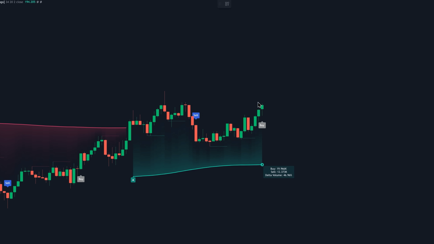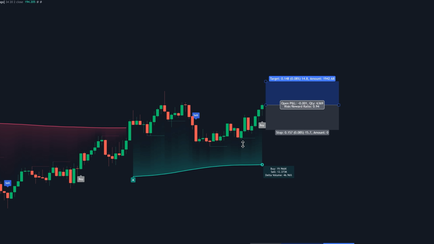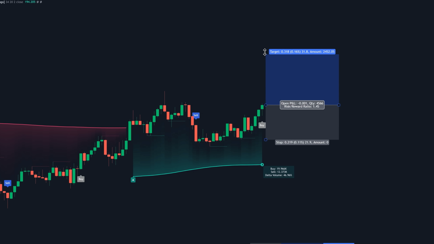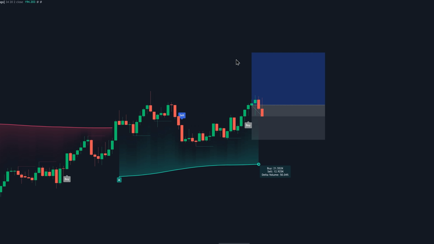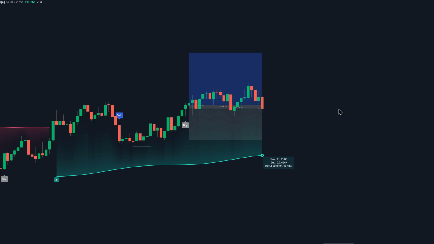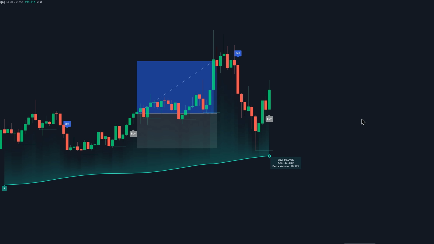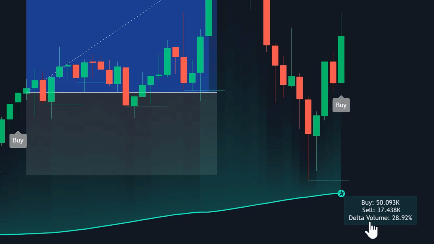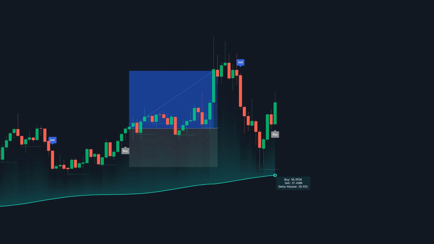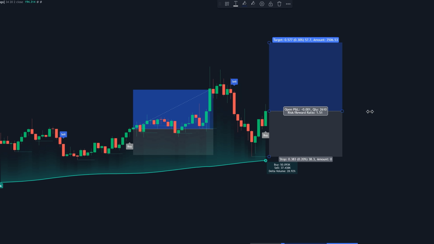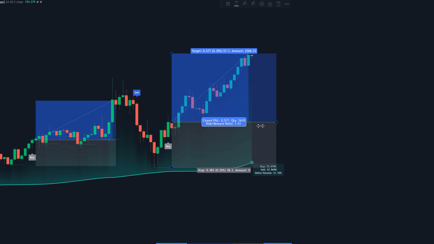The stop loss is gonna go under the most recent swing low, targeting 1.5 times the risk, letting the trade run, and it was profitable. Now, to show you the power of this strategy, you can see that we had another long position just a few candles later. We had a buy signal, the trend of the market was bullish, and then the delta volume was above 20%. If we were to take this trade, you can see it would have been profitable.